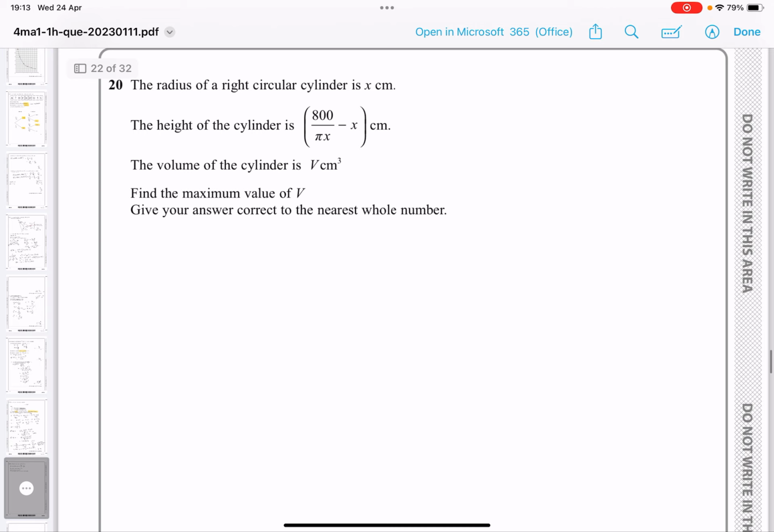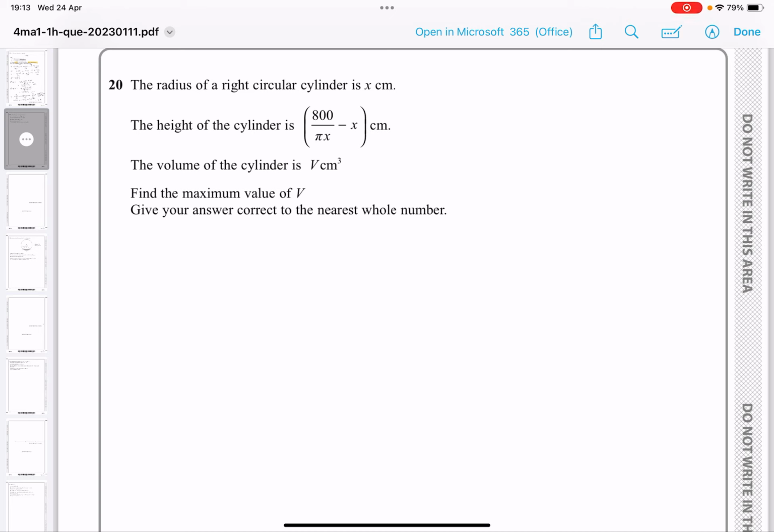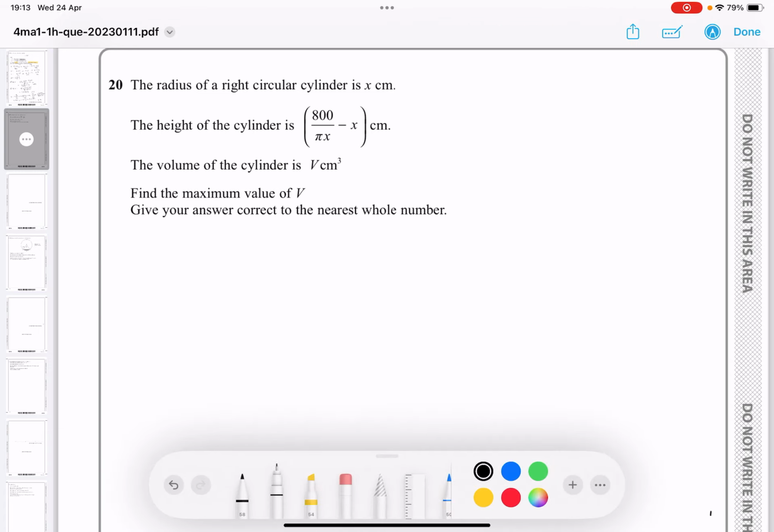Next question. We're nearly there guys, 4 more questions. The radius of a right circular cylinder is x centimeters. The height of the cylinder is 800 over pi x minus x. The volume of the cylinder is v centimeters cubed. Find the maximum value. Okay, a tip here: if they say maximum value or minimum value, it means differentiation. Give your answer correct to the nearest whole number.